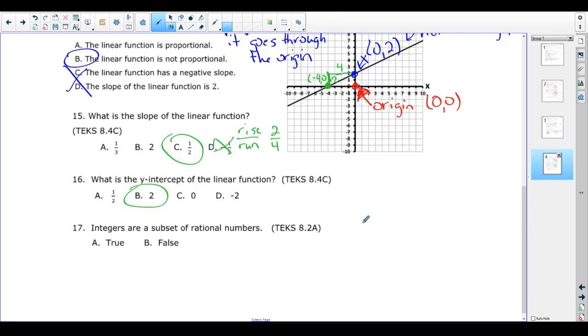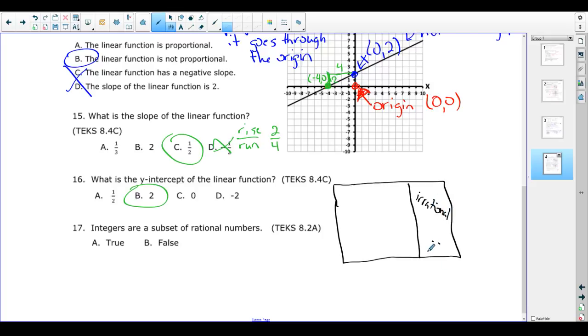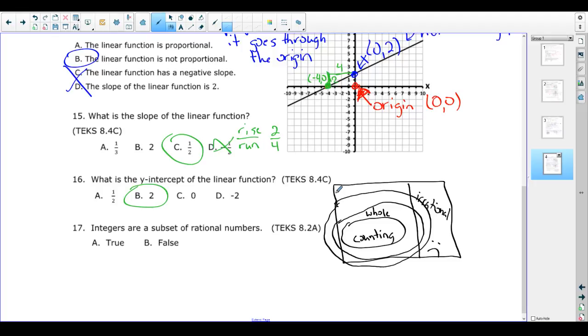And 17, just sort of out in left field here. Integers are a subset of rational numbers. So we need our chart. We're going to draw the chart. This is a perfect rectangle. I'm going to put irrational numbers over here, never to be talked about again. And then on this side, we have counting numbers. And then whole numbers. And then outside of that, I'm going to make my box bigger.